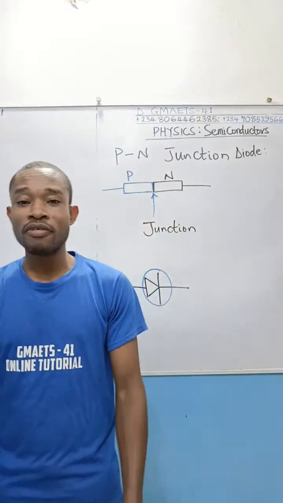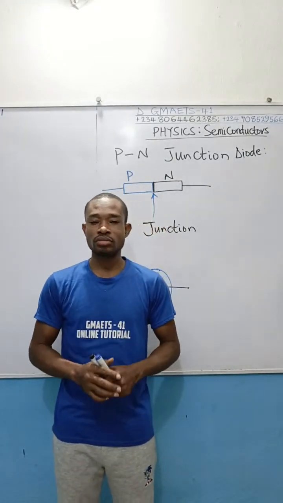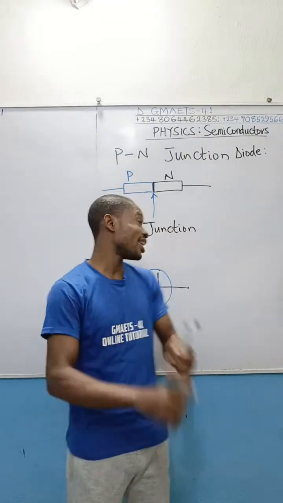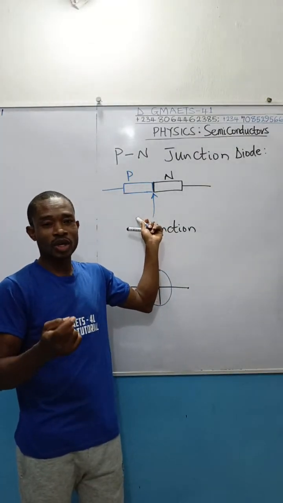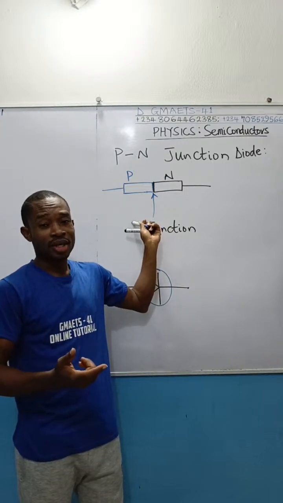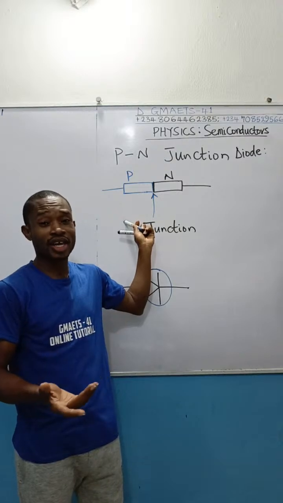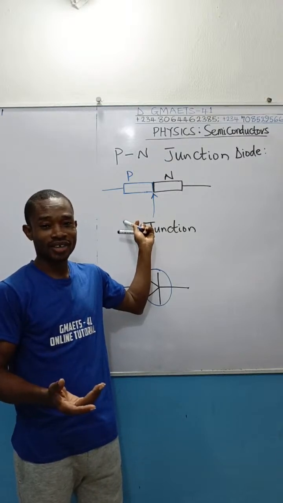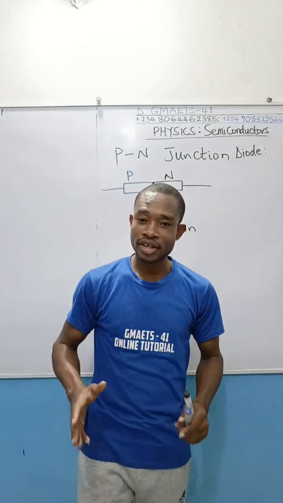Okay, guys, let us move on. When talking about this P-N junction, I've told you that it can serve the function of a thermionic diode, which allows current to flow in one direction. And that's what it does.